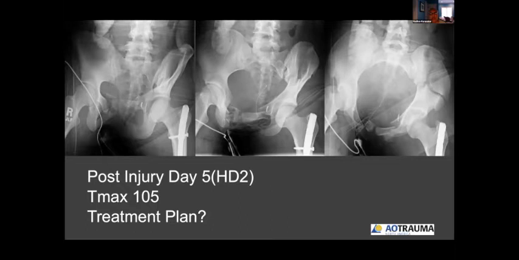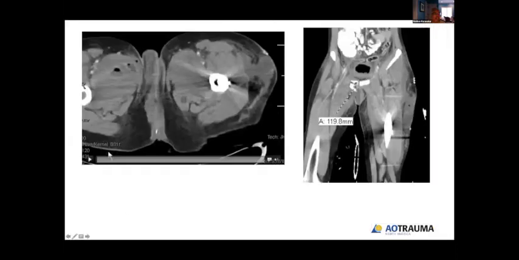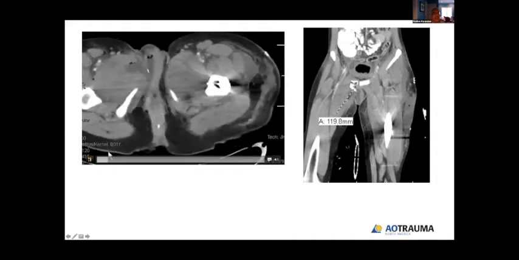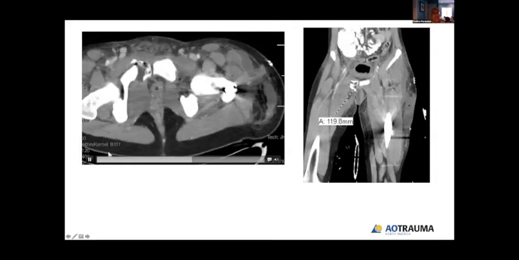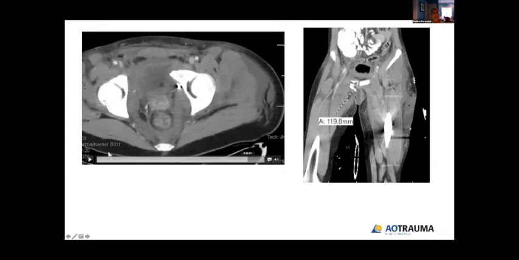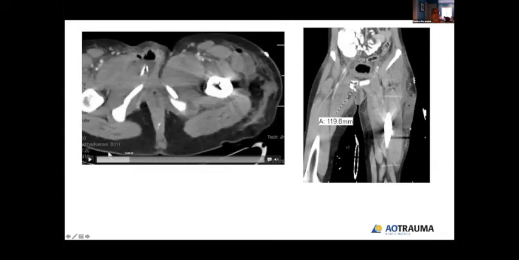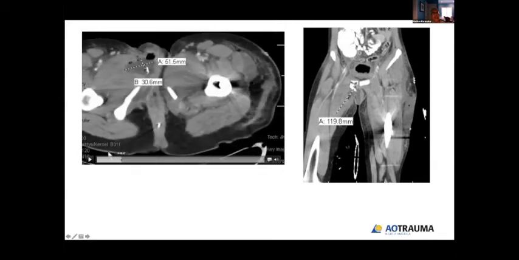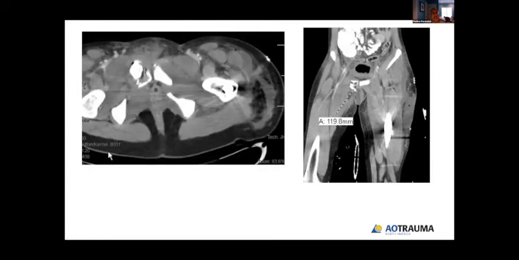On the day of surgery, however, she spiked a fever to 105. This is her second hospital day, post-injury day 5, and obviously we were concerned about this. So ordered a CT scan, and you can see on this CT scan that there's an abscess in the labial region, and there also is a retropubic abscess.